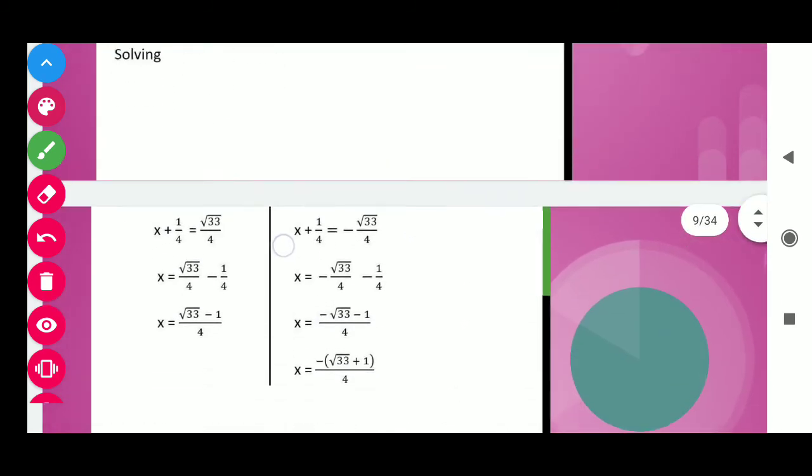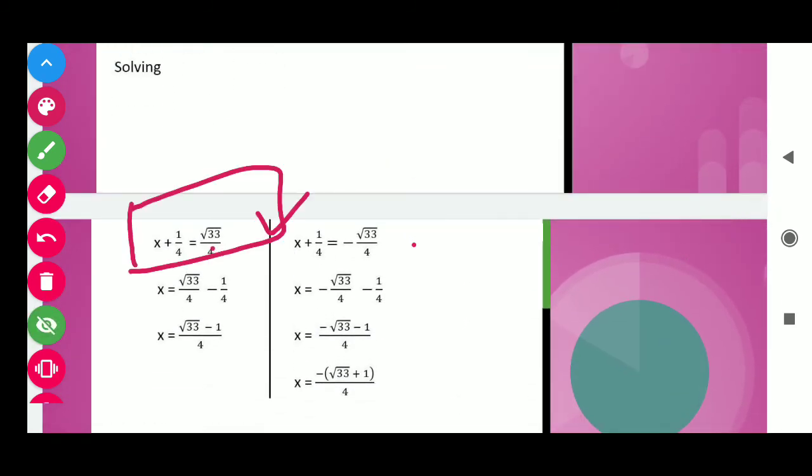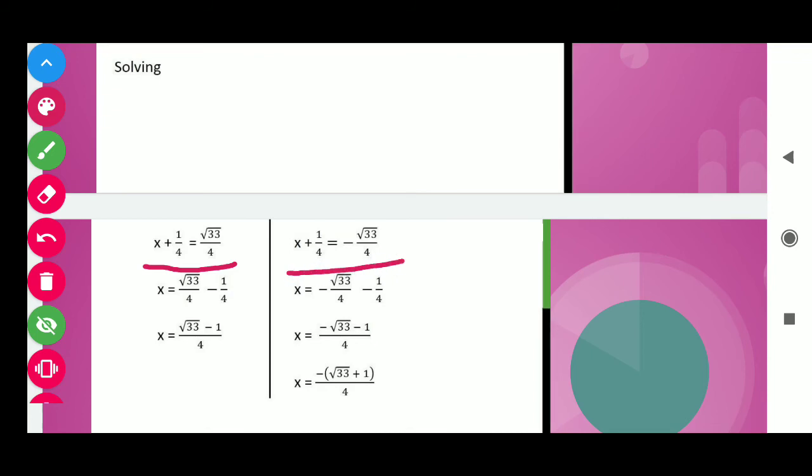Okay, you can see here first we will write x plus 1 over 4 plus under root 33 over 4, and x plus 1 over 4 is equal to minus under root 33 over 4. Students, we have already discussed in the previous lectures that if the degree of the equation is 2, then we will definitely get two roots. Here we are discussing the quadratic equation. In this way we will get the two roots.